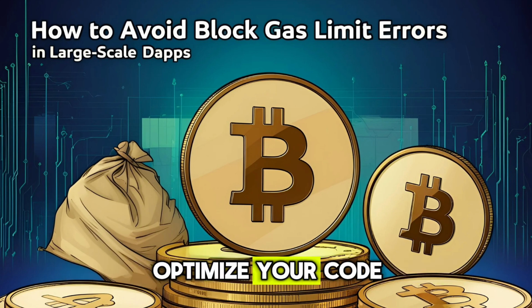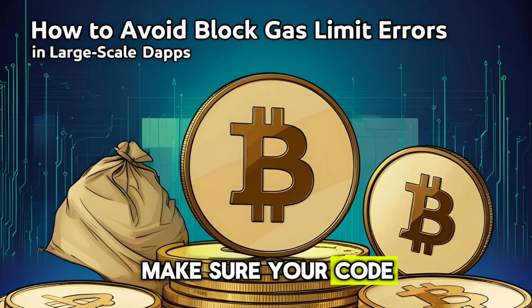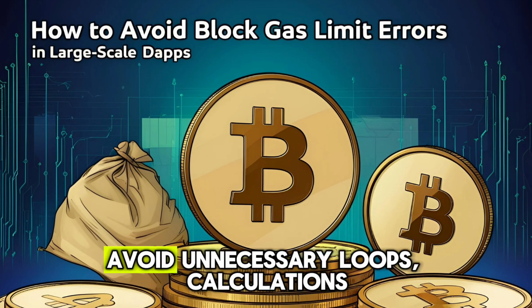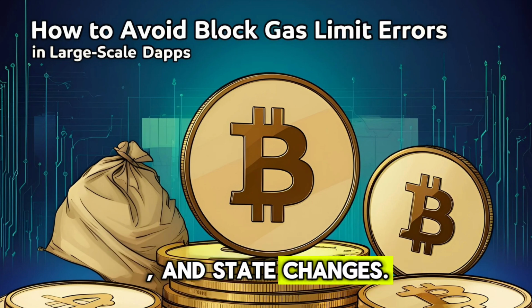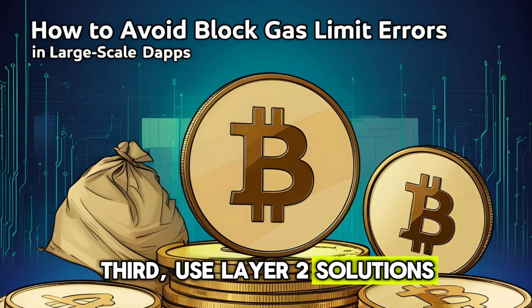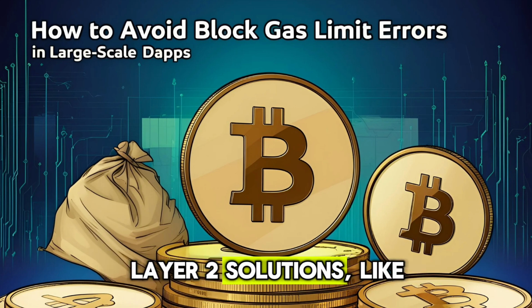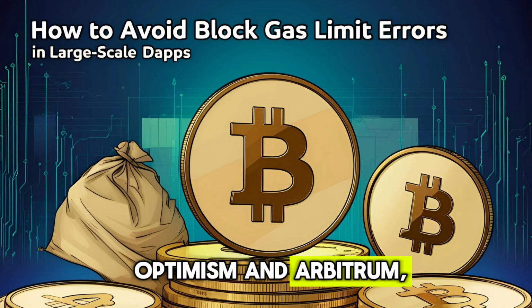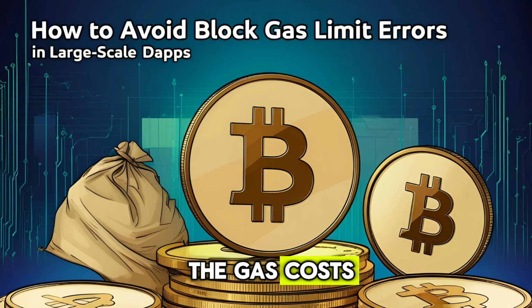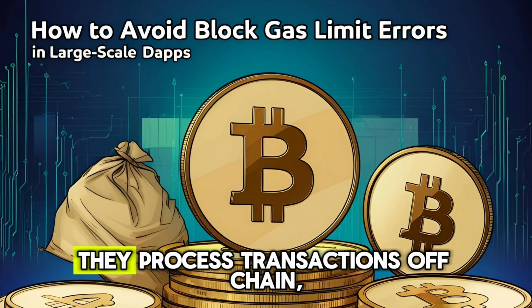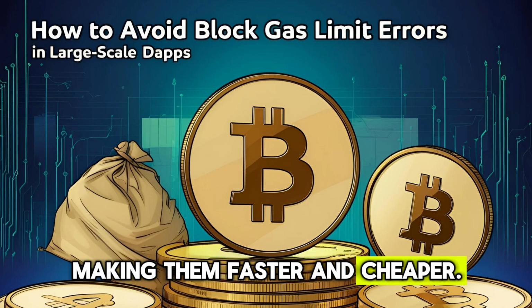Second, optimize your code. Make sure your code is as efficient as possible. Avoid unnecessary loops, calculations, and state changes. Third, use Layer 2 solutions. Layer 2 solutions like Optimism and Arbitrum can help to reduce the gas costs of your decentralized app. They process transactions off-chain, making them faster and cheaper.